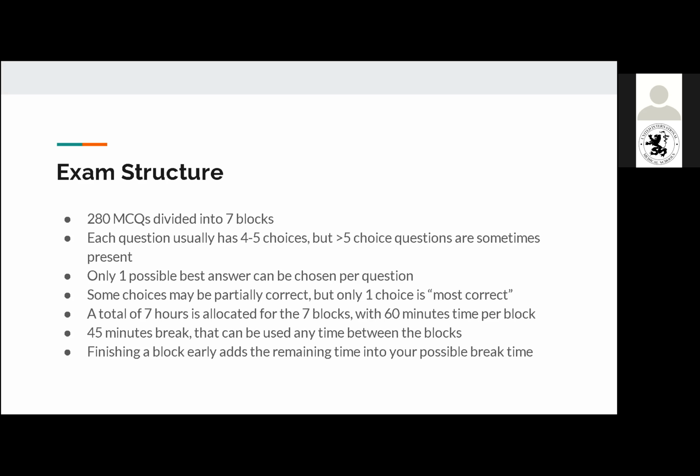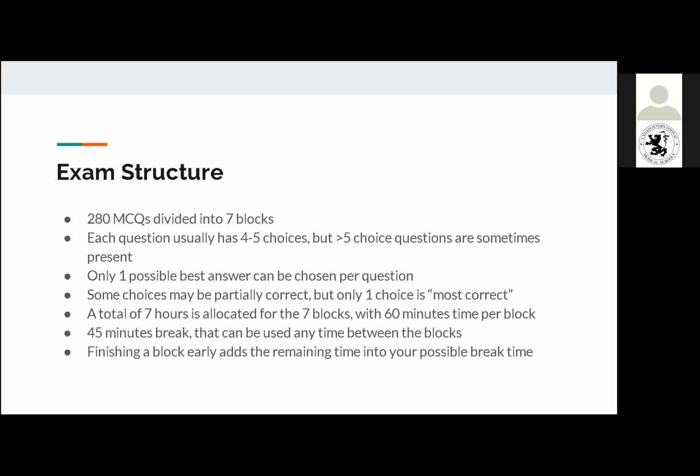So it's not like the multiple choice questions that we usually have here in the Czech Republic, where usually you have multiple correct answers. Here, there's only one correct answer. Some choices may be partially correct, but only one choice is most correct, which means you can only choose one choice and only that one is correct. Other choices may be partially correct, but only one is the best.